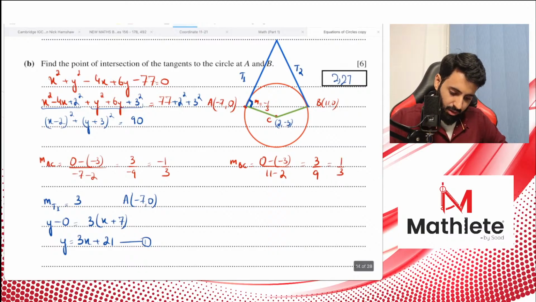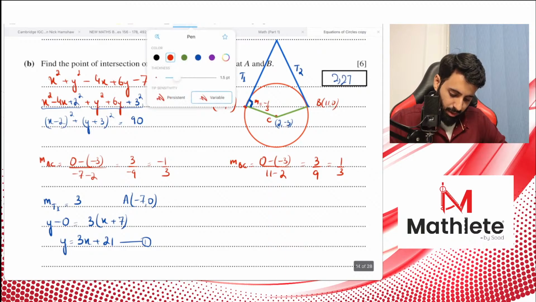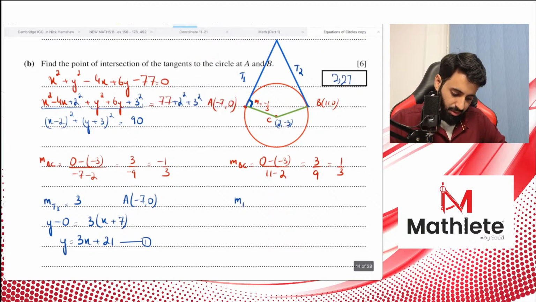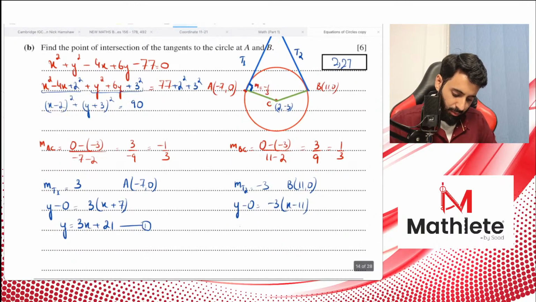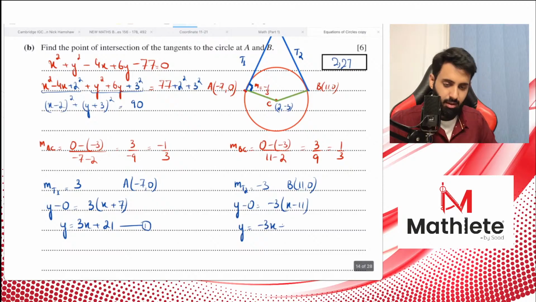Now what will be the gradient of tangent 2? That's going to be -3. And the point through which it's passing is 11, 0. So this will be m. The equation will now be y minus 0 is equal to -3, x minus 11. So now what do we have? We have y equals -3x plus 33.